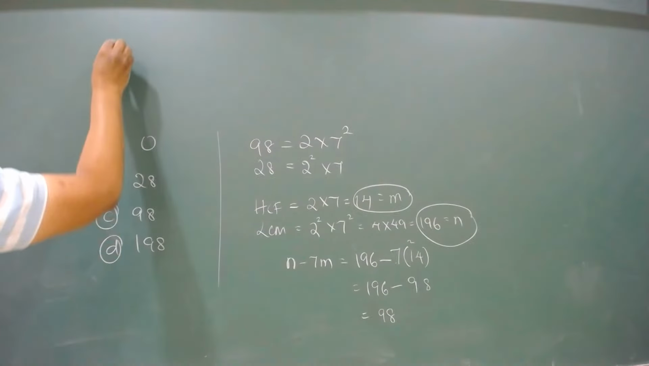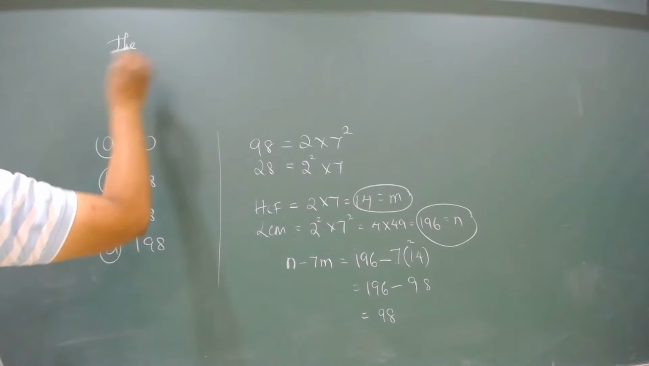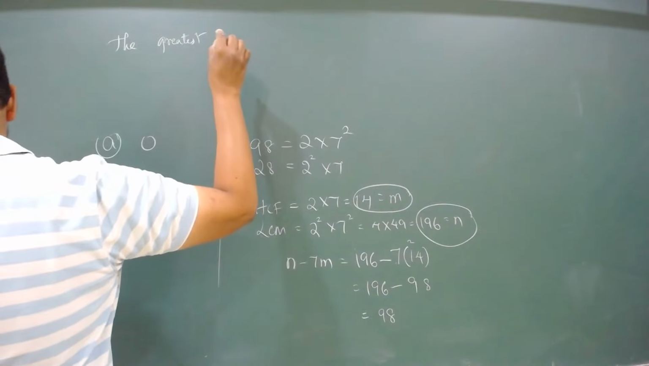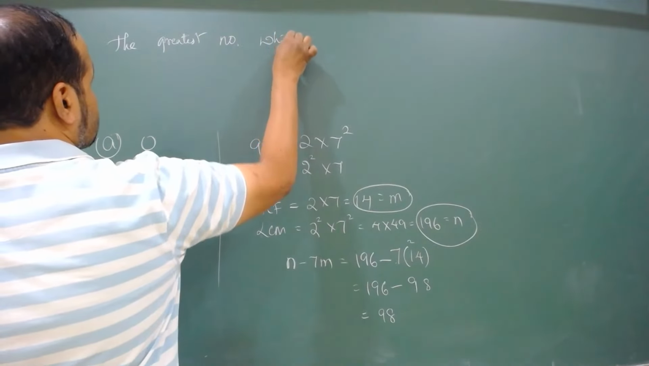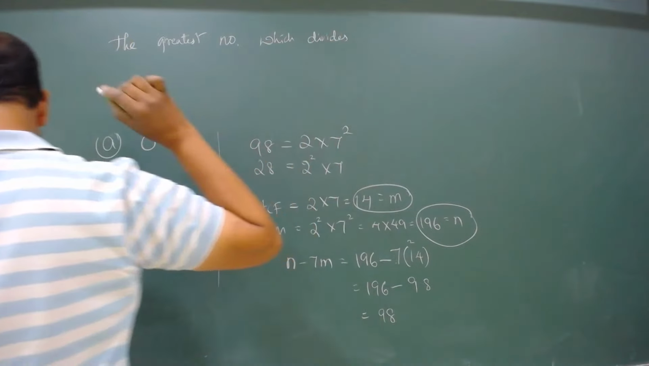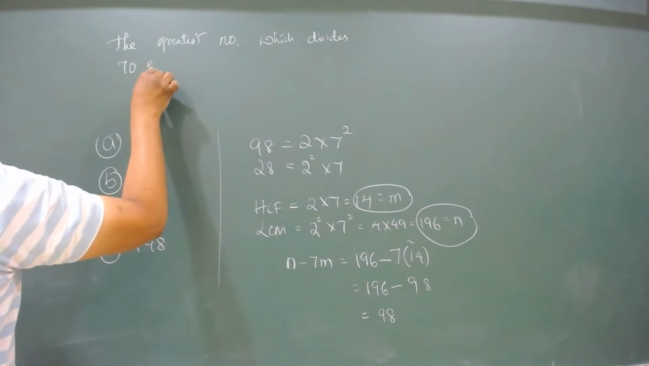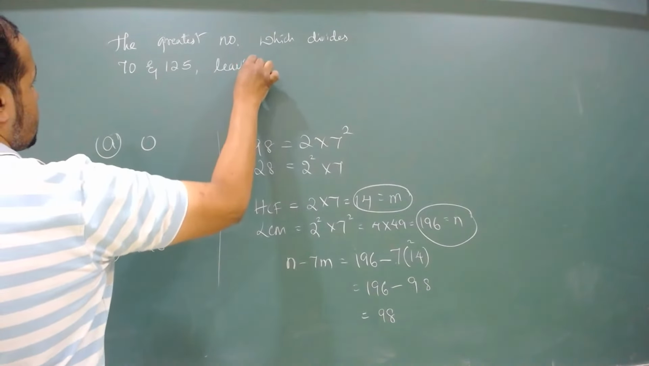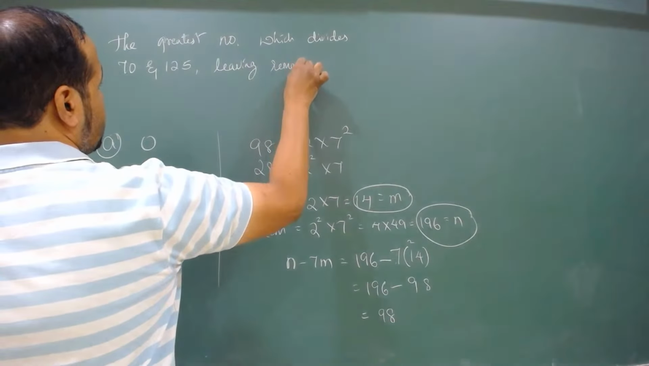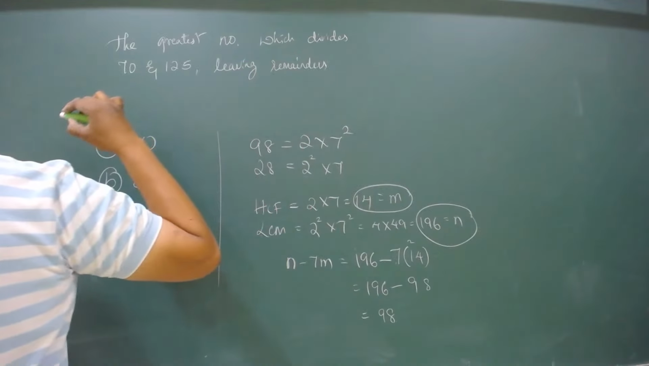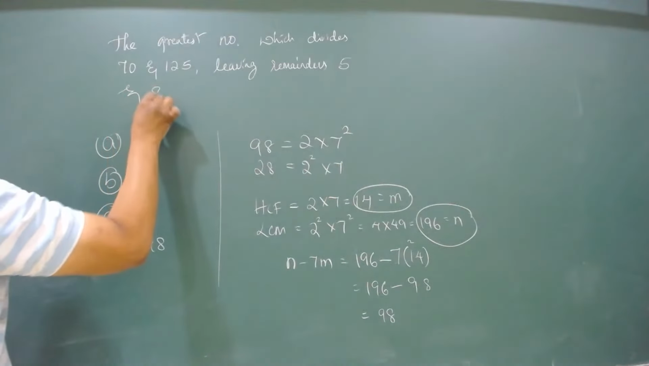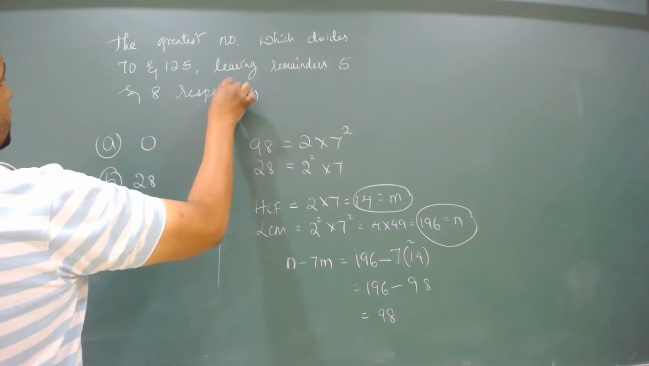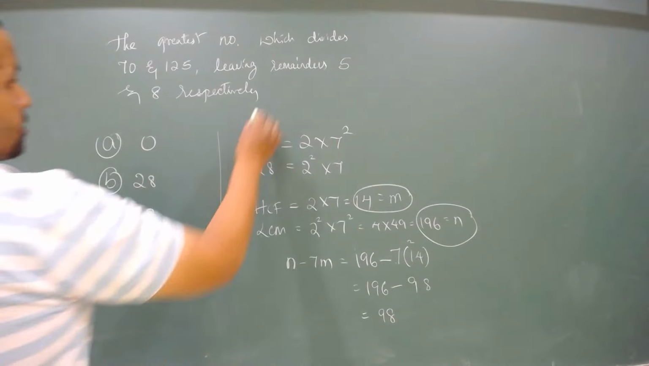Let me go with the next one. The greatest number which divides 70 and 125, leaving the remainders 5 and 8 respectively. Leaving remainders 5 and 8 respectively.